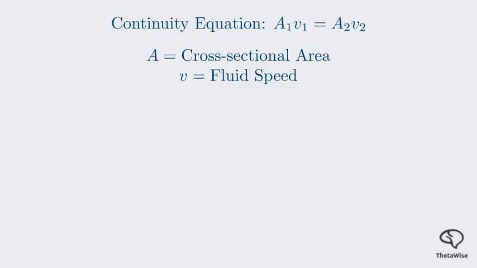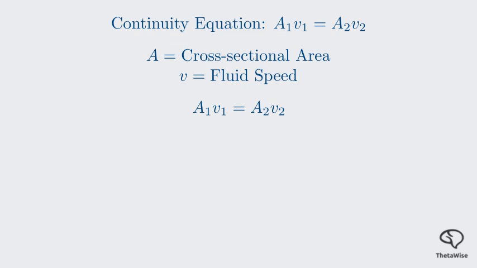The water comes out faster because you've reduced the area. The equation is A1 times V1 equals A2 times V2. Here, A1 and V1 are the area and speed at one point in the pipe, and A2 and V2 are the area and speed at another point.